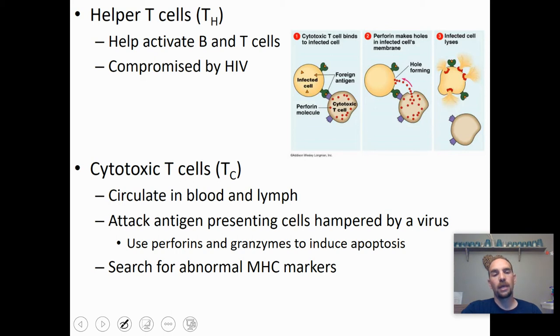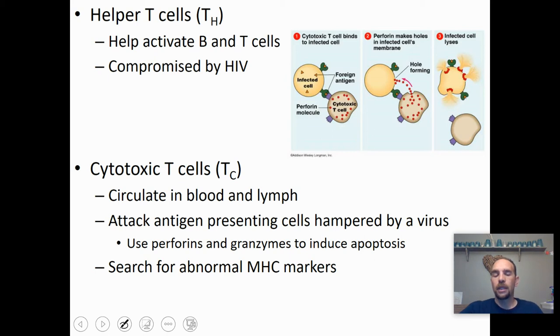So these helper T cells, they are going to help activate both B and T cells. And the reason why this is in the news sometimes, or used to be when AIDS and HIV was more in the news than it is today, is that HIV has found a way, the virus has found a way to actually attack these helper T cells.